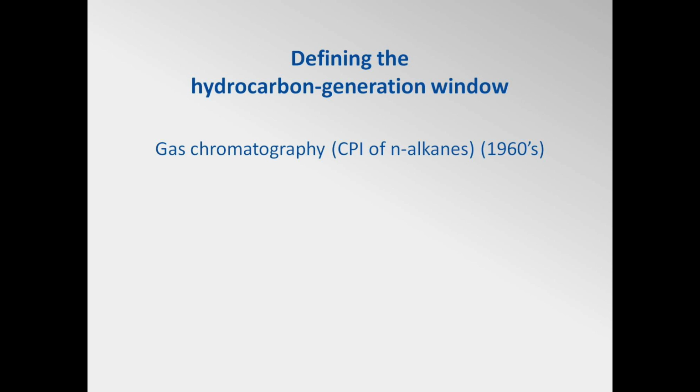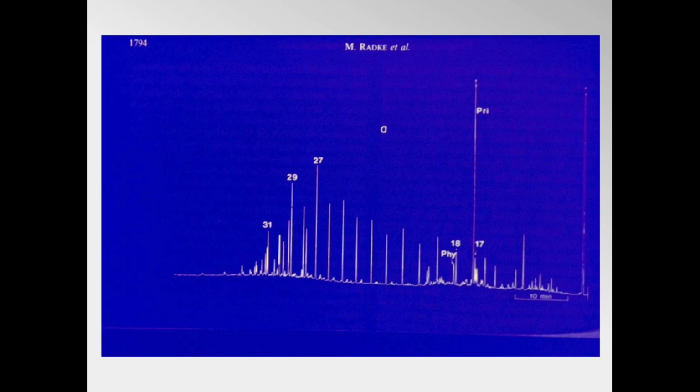As with many topics, it is, I think, useful to begin with a historical perspective. We'll begin by mentioning some of the numerous methods that have been used to define generation windows since the early days of petroleum geochemistry. The first method for defining the hydrocarbon generation window was the carbon preference index, or CPI, determined from the normal alkane distribution in source rocks or in oils.